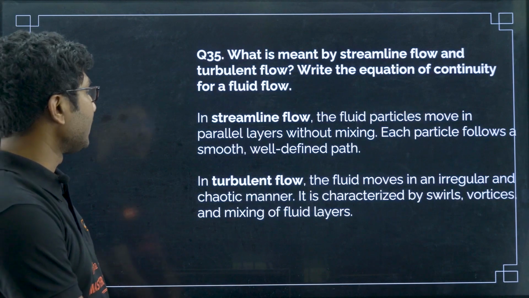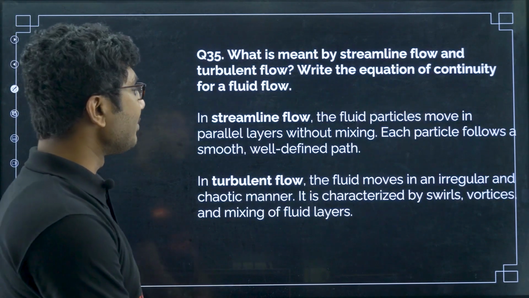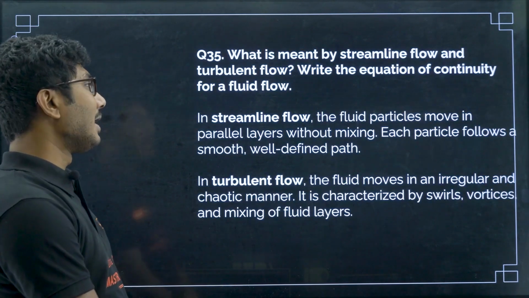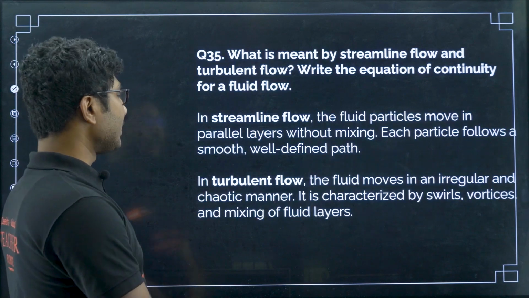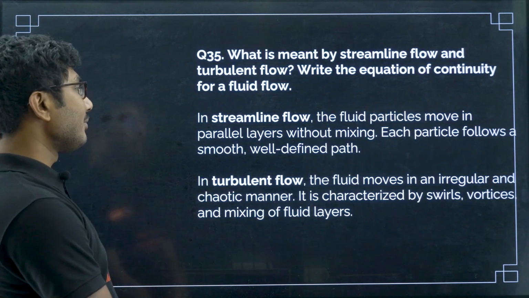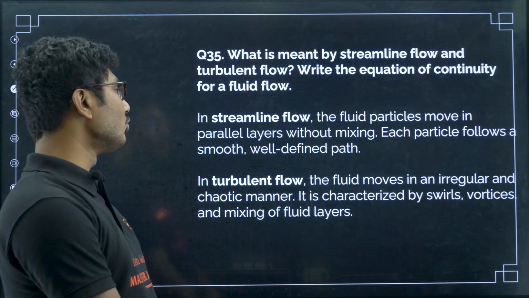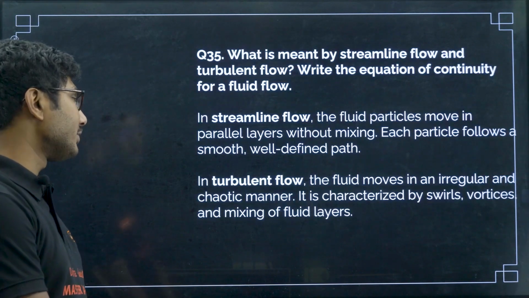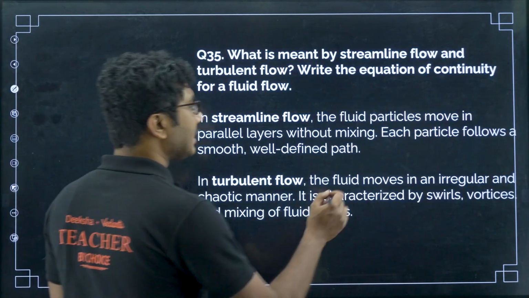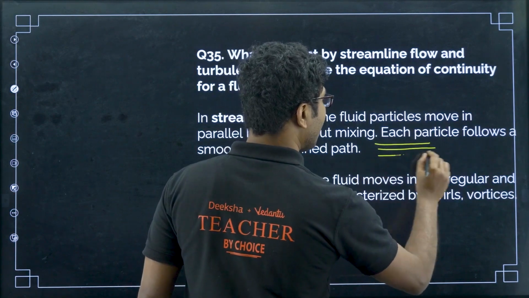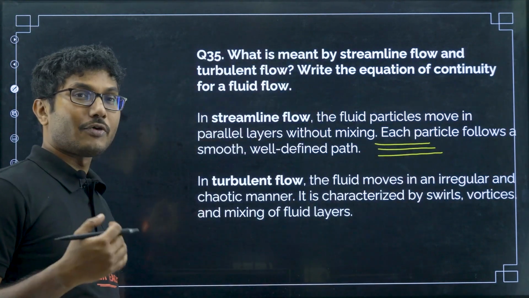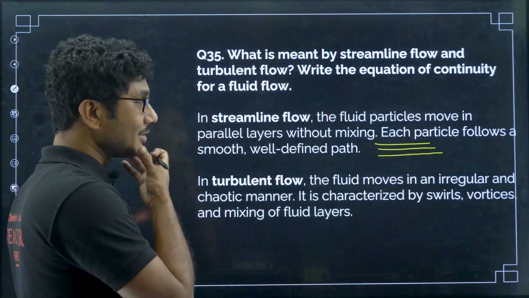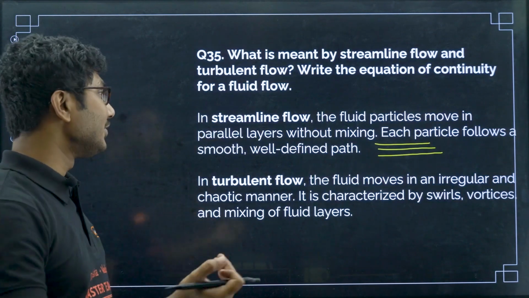Now, question number 35: what is meant by streamline flow and turbulent flow? Write the equation of continuity. First, let us see streamline flow. In streamline flow, the fluid particles move in parallel layers without mixing. Each particle follows a smooth, well defined path. So basically, when liquids flow without mixing, each layer follows a particular direction along a well defined path, that is called streamline flow.